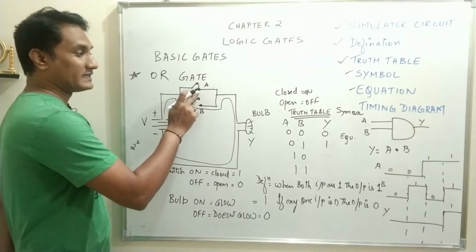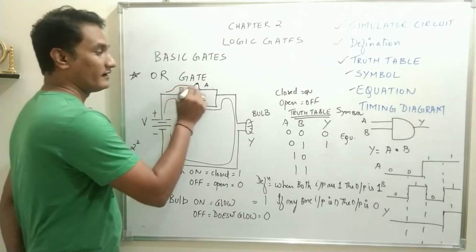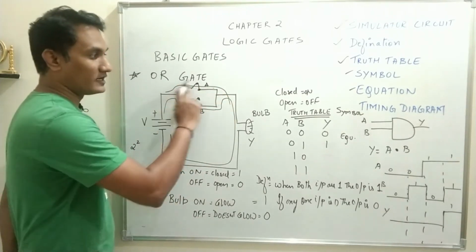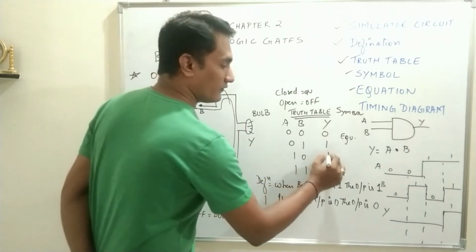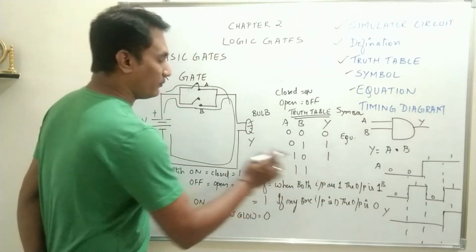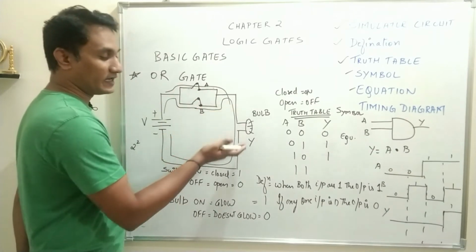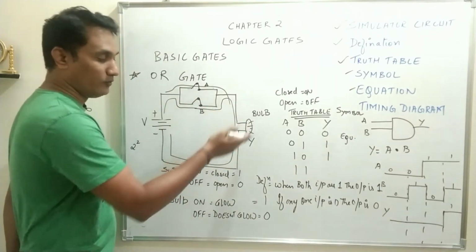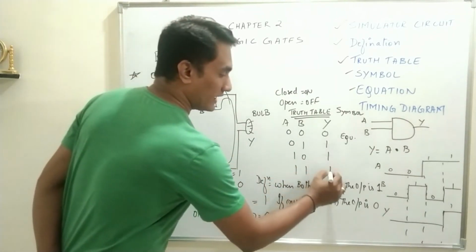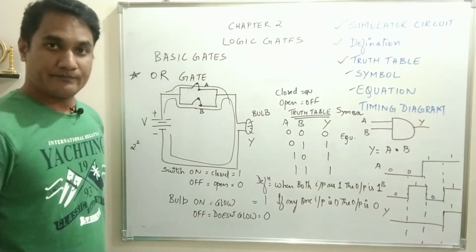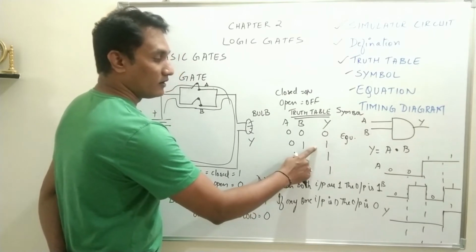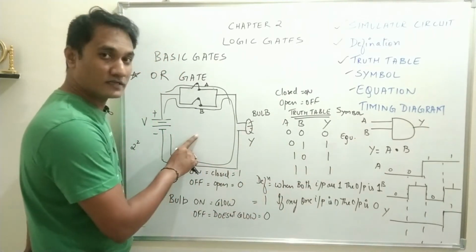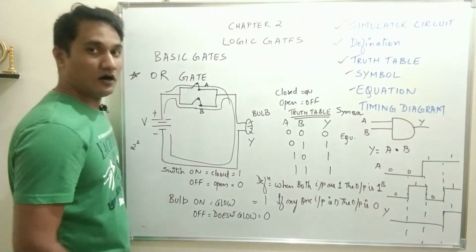Next, A is 1, B is 0. Now the circuit gets completed by A. So current will flow through A and to the ground through the bulb. So the bulb will glow, output Y will be equal to 1. And when both the inputs are 1, of course current can flow through A and B both and through the bulb to the ground. So output Y will be equal to 1. So this is the truth table according to the simulator circuit of the OR gate.